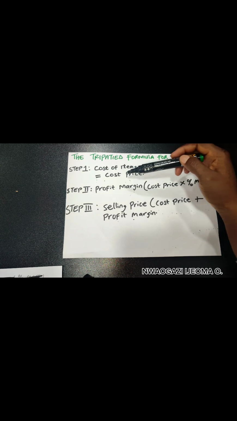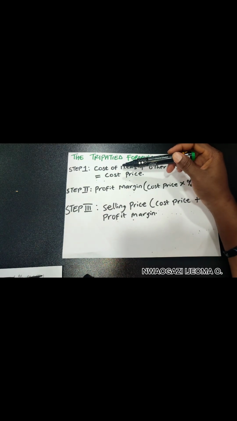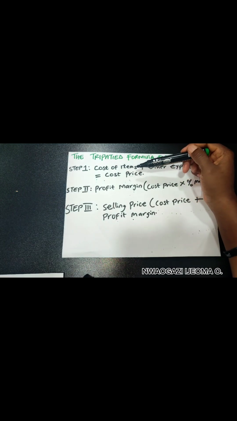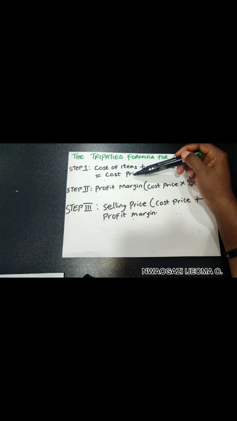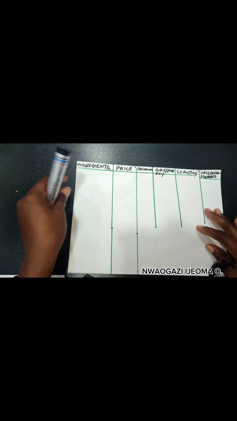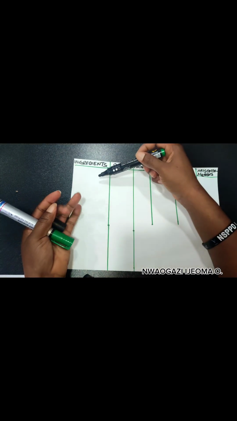So to determine the first step, the cost of items plus other expenses, to determine the cost price, we'll create a table. This is what I call my cost price table. This table comprises every expense you incurred during the process of making this food.